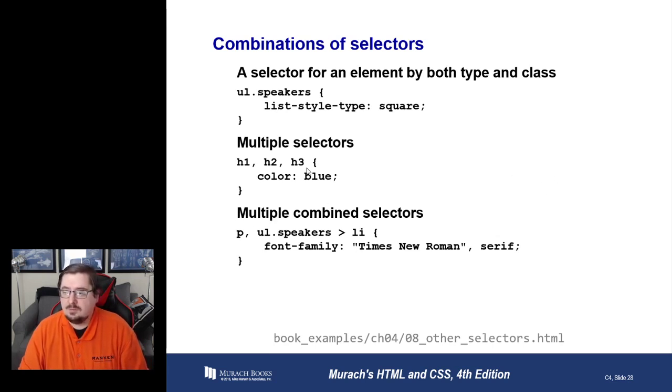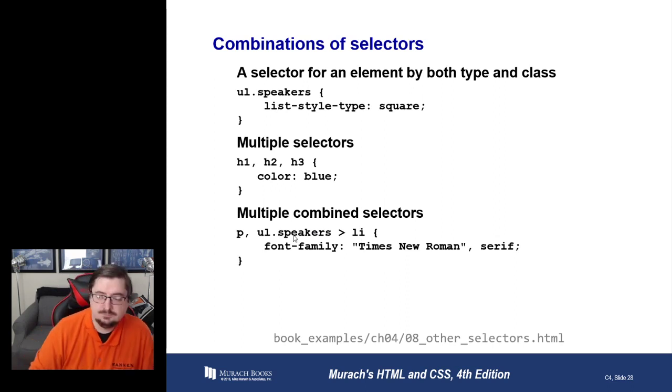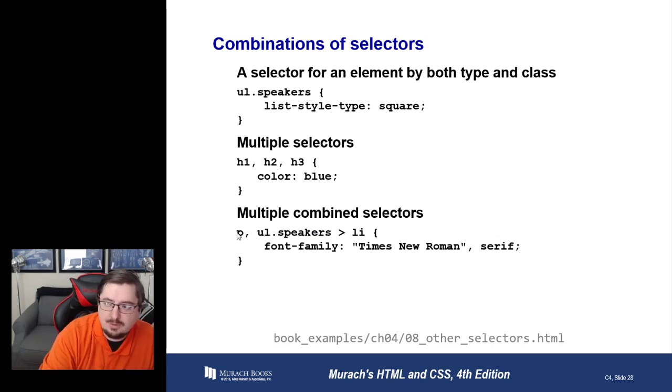I can also combine both of these two ideas together. So for instance, I could say P, any paragraph tags, or, basically the way you can think about the comma is an or. Say any paragraphs or any that fit this rule. So this rule says, we need to find a UL that has the speaker class, and then any direct descendants, any children that are LI tags, we're going to select those. So we're going to say just the LI tags that are inside of a UL speaker, plus all the paragraph tags.